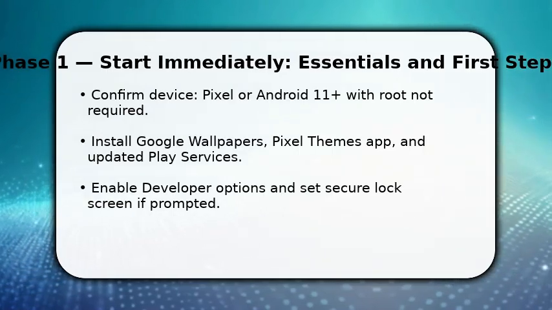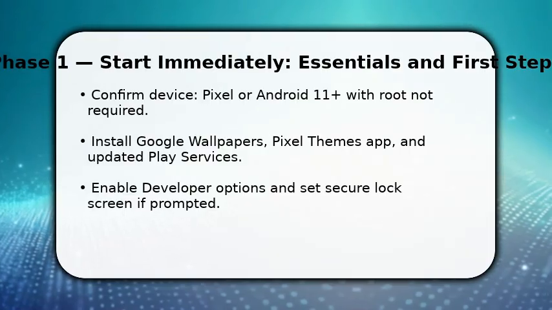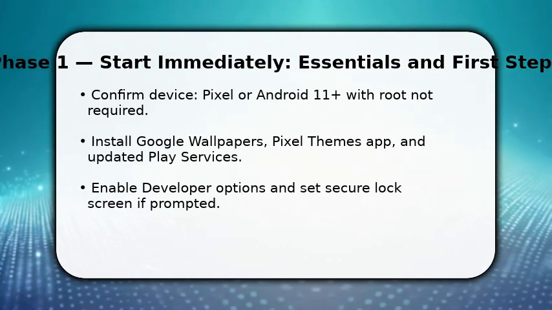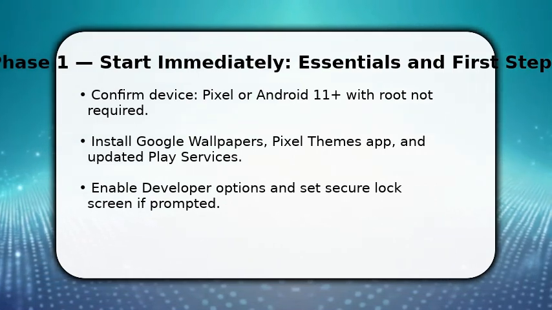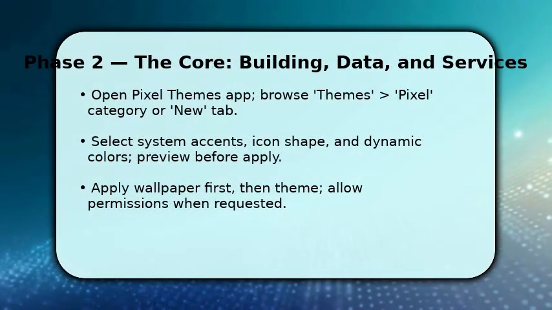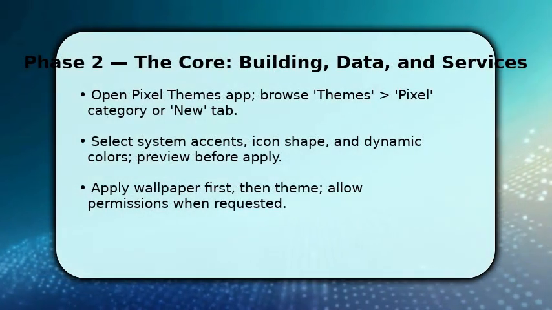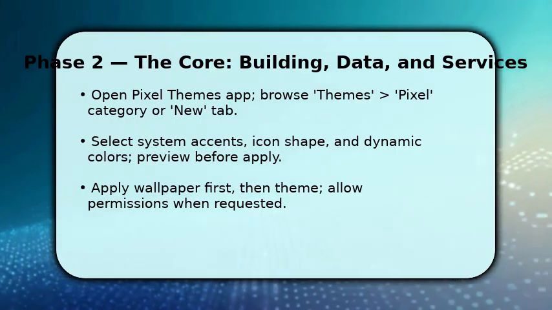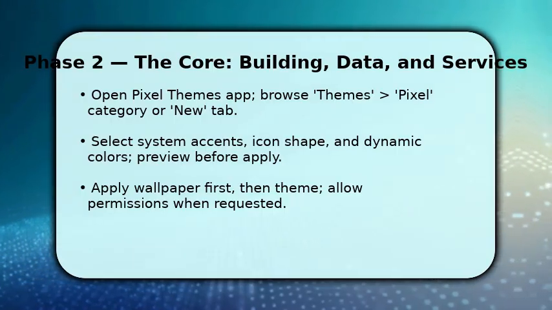Now tap the Pixel Themes app and continue to the next steps to apply a true Pixel look. Open the Pixel Themes app and go straight to the Pixel category. This groups authentic styles. Choose a wallpaper that sets the palette, then pick icons, accents, and dynamic color options. These control your UI surfaces and quick settings.